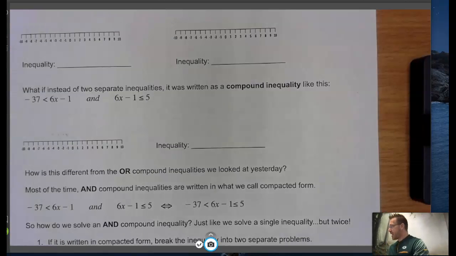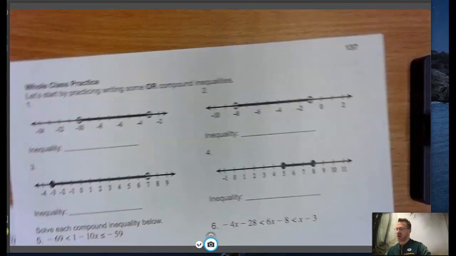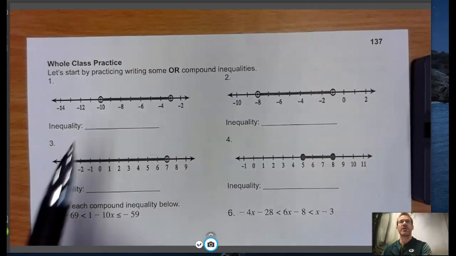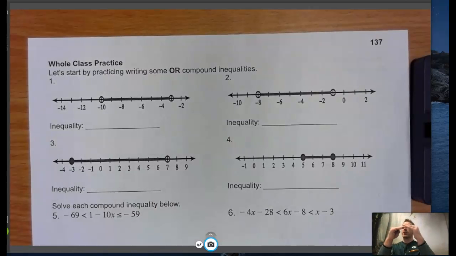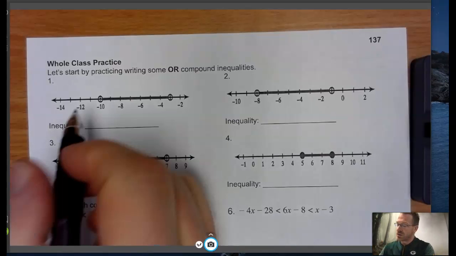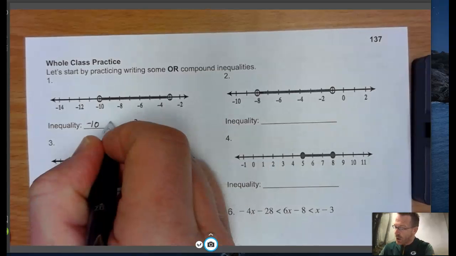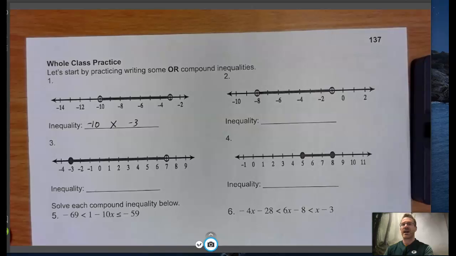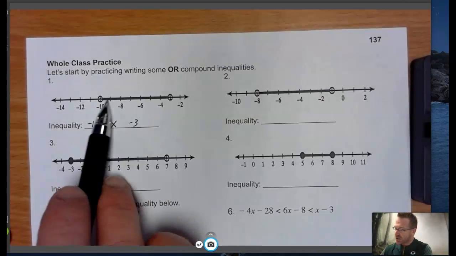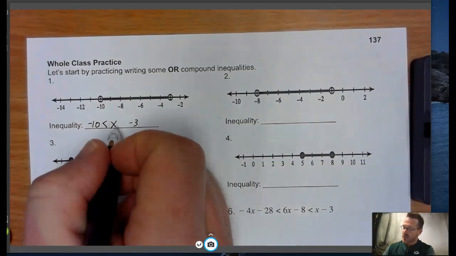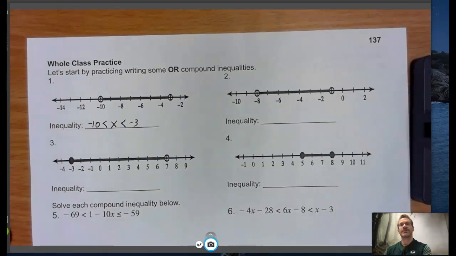Let's look at the next page here, and let's start, once again, by writing some inequalities from a number line, just to familiarize you with how to do that. When I look at this, we see we have that shaded region in the middle. That's that crossover region. Notice I have -10 and I have -3, and I want all the values between -10 and -3. When I go to the right, that means x has to be greater than -10, and if I go to the left, -3, x has to be less than -3.